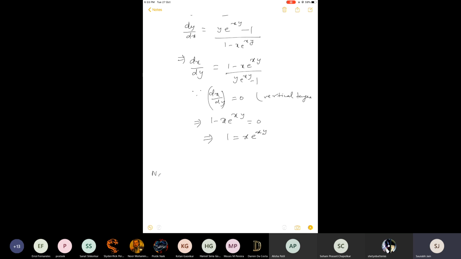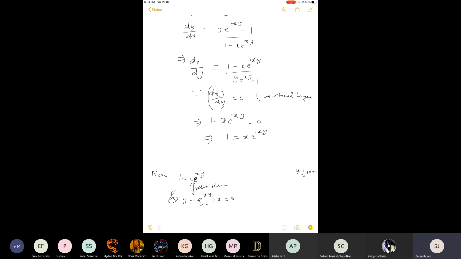So now 1 equals x e to the power xy, and another equation was this. It is very difficult to get rid of y from here. If you think you will be able to solve them, it's not going to happen. For example, you may think I will substitute the value of e to the power xy. e to the power xy is 1 by x. You put it here. What will happen? Nothing. It will be something like this.